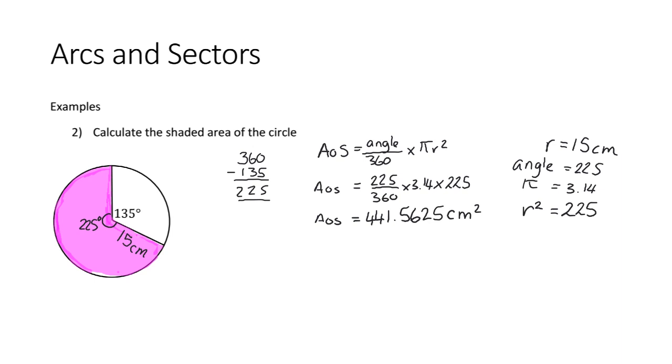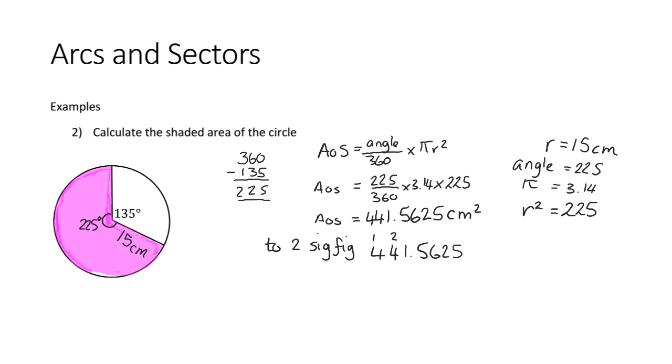centimetres squared. I've not rounded that answer because it's given me an exact decimal, it's not a recurring decimal. The question also doesn't mention anything about significant figures. But if it was to say to 2 significant figures, then all we would have to do is take our answer, 441.5625. Well, there's my most significant figure.